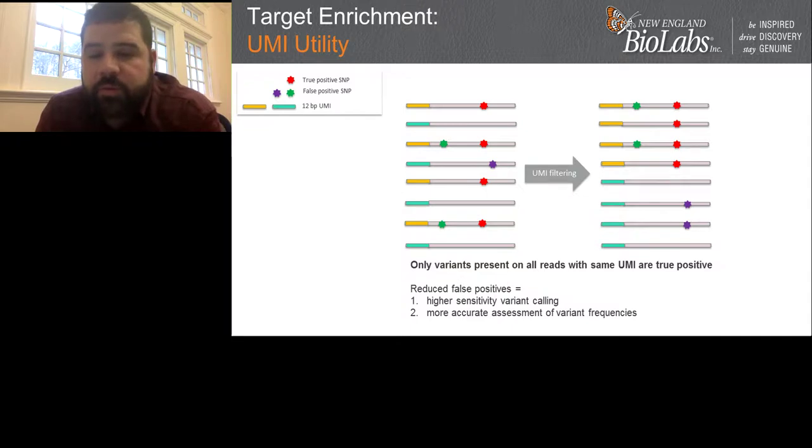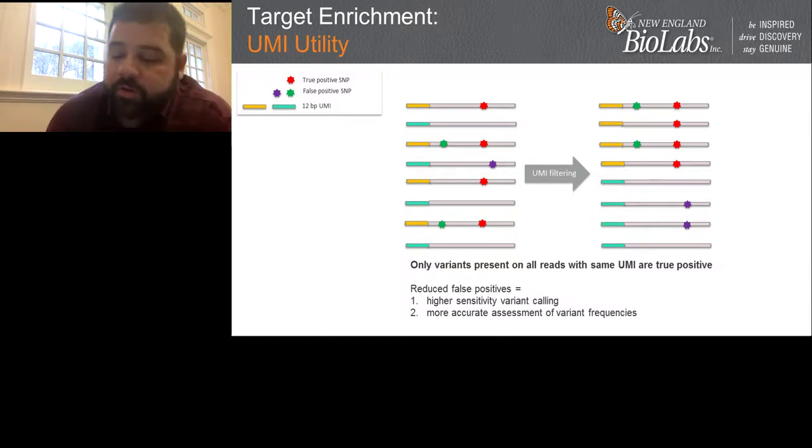Whereas in the situation with that sort of UMI, basically the variants that are not present tend to be variable across that. And we can identify those that are variable as being high false positive. So at the end of the day, what this is going to do is reduce our signal to noise ratio when we're actually trying to call true positive SNPs. It's going to lead to higher sensitivity variant calling and more accurate assessment of variant allele frequencies.